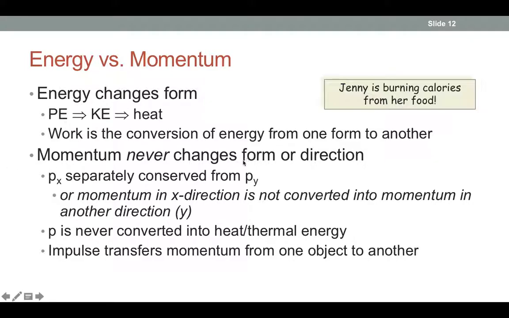Momentum never changes form, nor does it change direction. Notice we haven't talked too much about two dimensions, but when we say momentum is conserved, we mean momentum in the x direction will be conserved separately from momentum in the y direction. We can't convert one direction to another direction. In addition, momentum is never converted into heat or thermal energy. It stays as momentum. Impulses merely transfer momentum from one object to another.